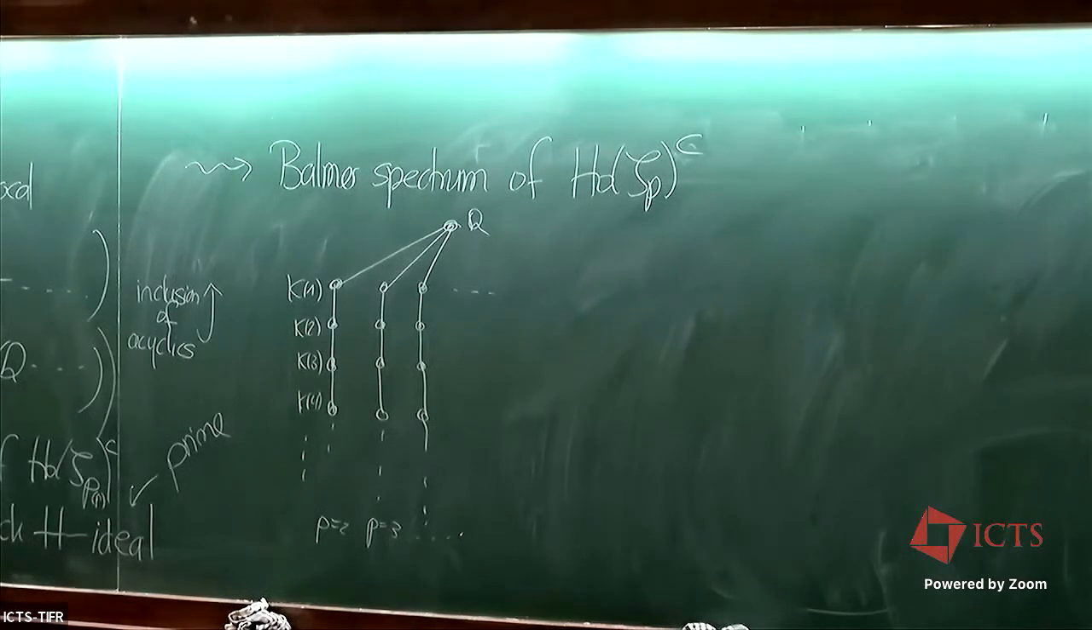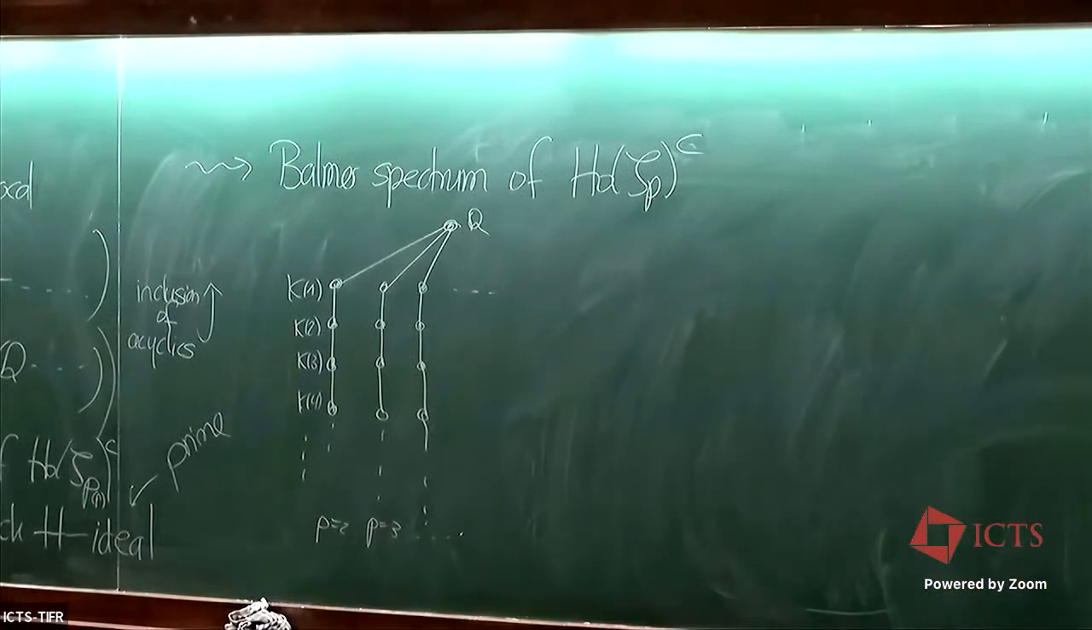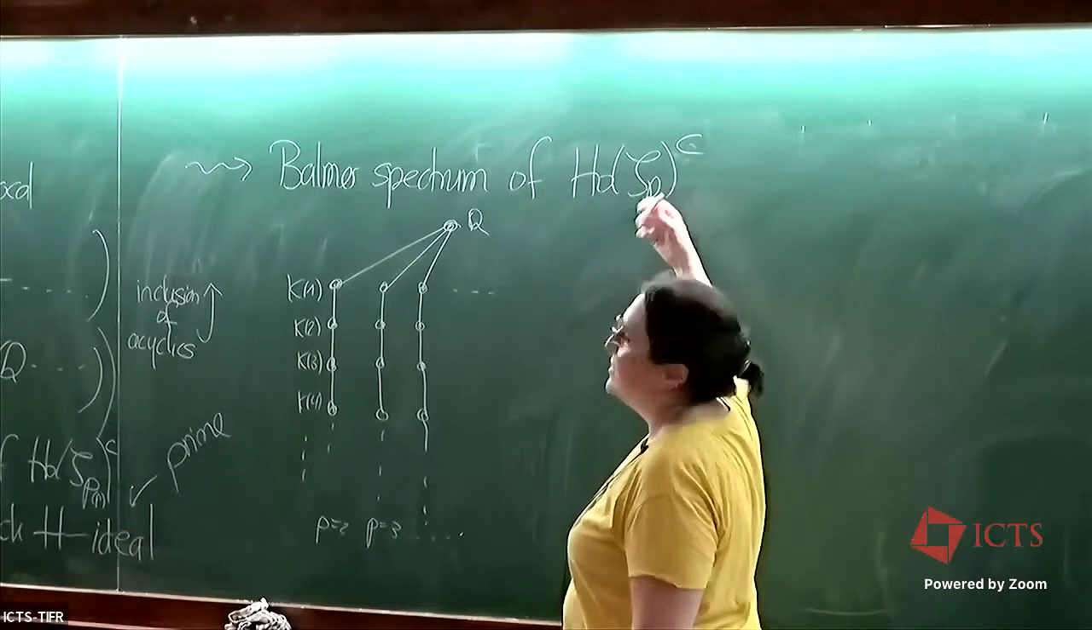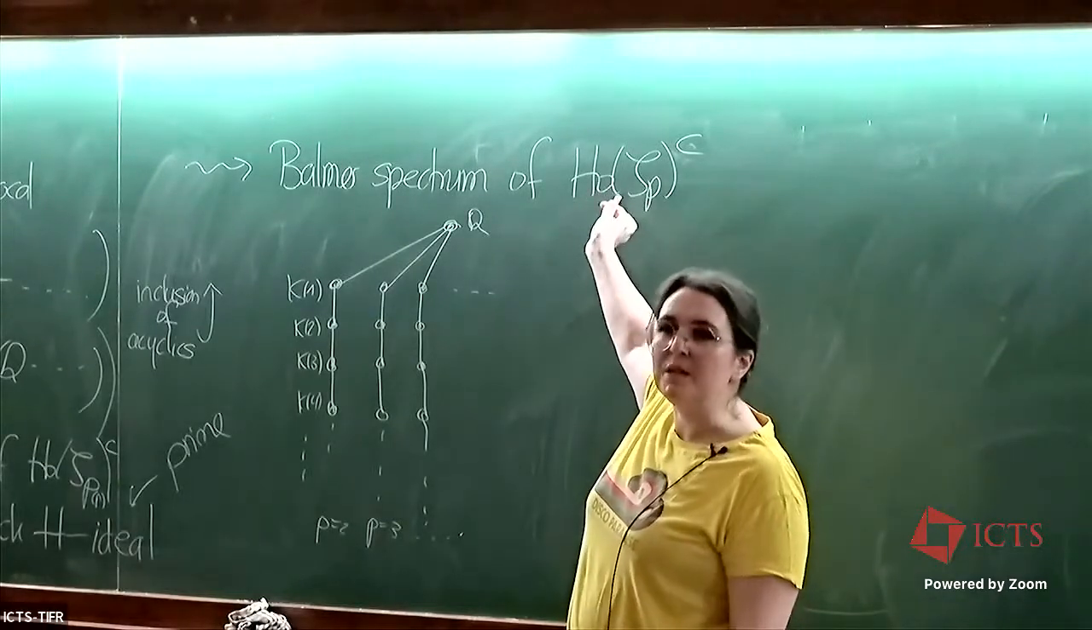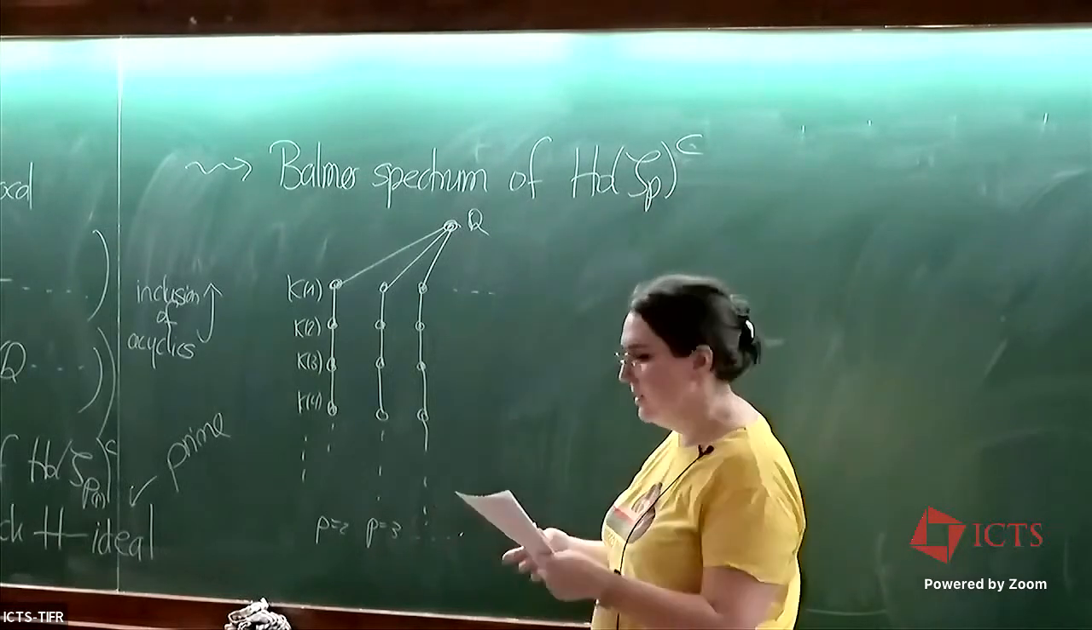Which leads me to what I wanted the final chapter to be, just a bit of a survey of some of the things that people are doing with chromatic homotopy theory now. So one doesn't just have to look at this. One could look at the Balmer spectrum of variants of this and try and draw it.